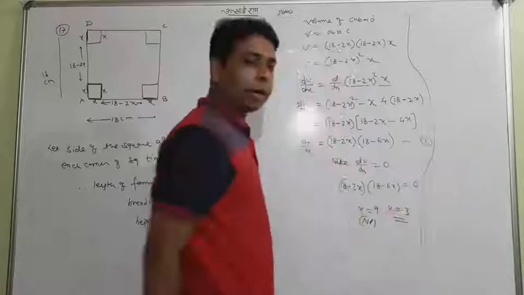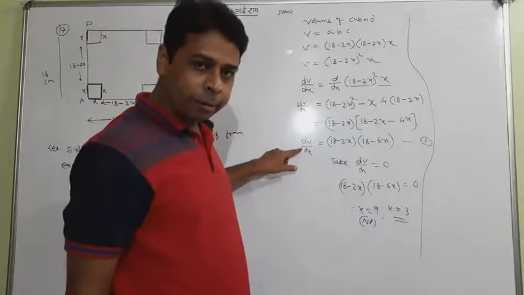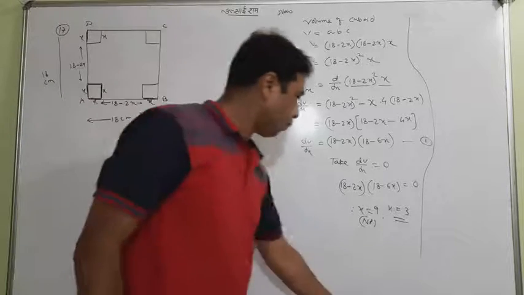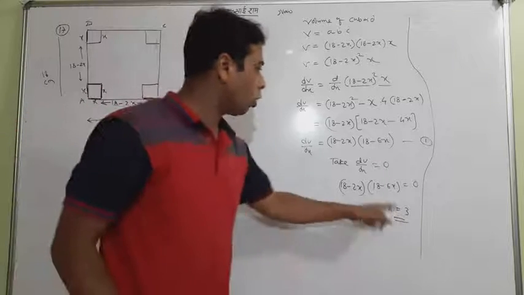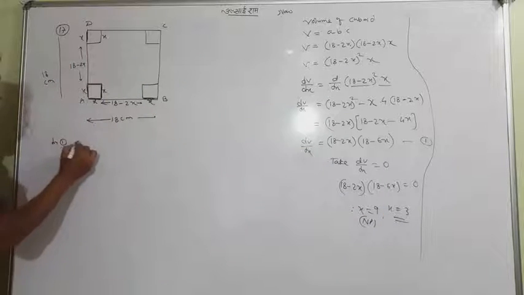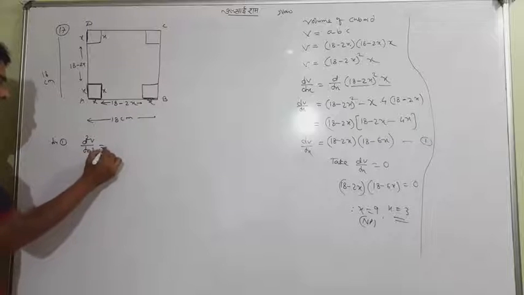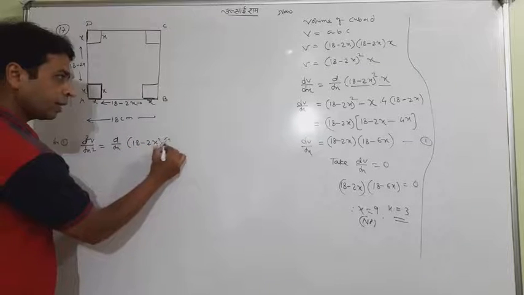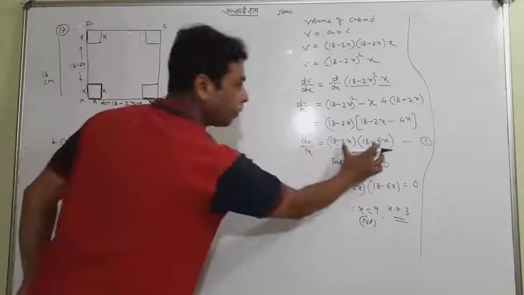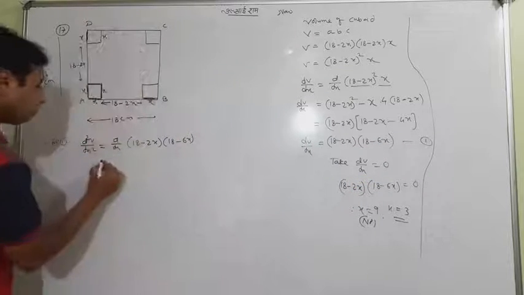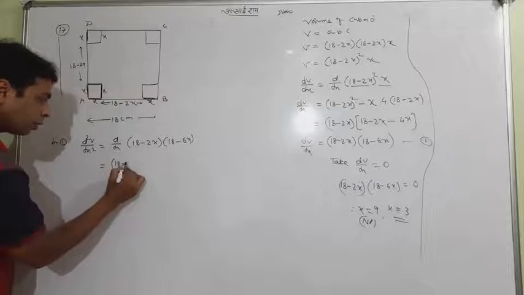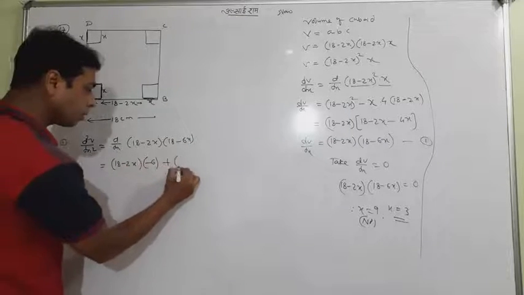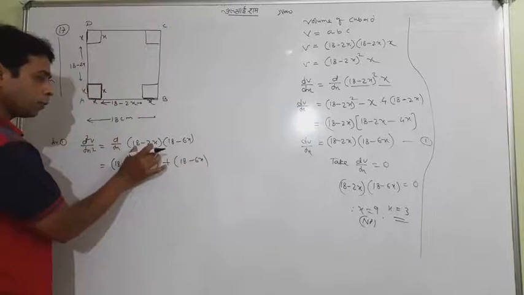Now what to do? You know that method. Now you have to go with d square V by dx square. Now x equal to 3 we got, and now we do the second derivative for checking only. d square V by dx square is d by dx of 18 minus 2x into 18 minus 6x. It was a function after dV by dx. Now we use the multiplication law. First function, differentiation of second is minus 6, plus 18 minus 6x, differentiation of first function is minus 2.